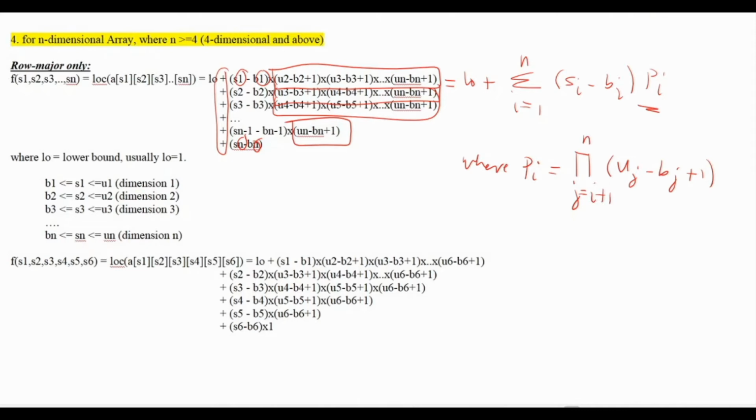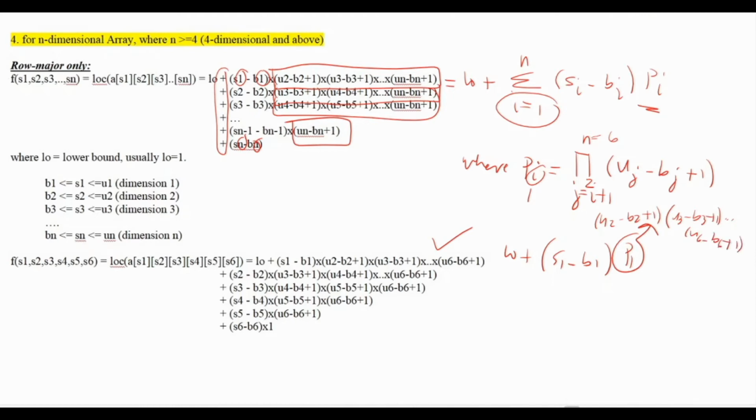So when i is equal to 1, this would be L sub O plus, the first term would be S1 minus B1 times our P1. Our P1 here is equal to the product of U, since i is 1, j would be from 2 up to n, because it is i plus 1. So if i is 1, then j would start with 1 plus 1, that's 2, 2 to n. So this would be U2 minus B2 plus 1 times, in this example where n is 6, U3 minus B3 plus 1 up to U6 minus B6 plus 1. That is your P1.